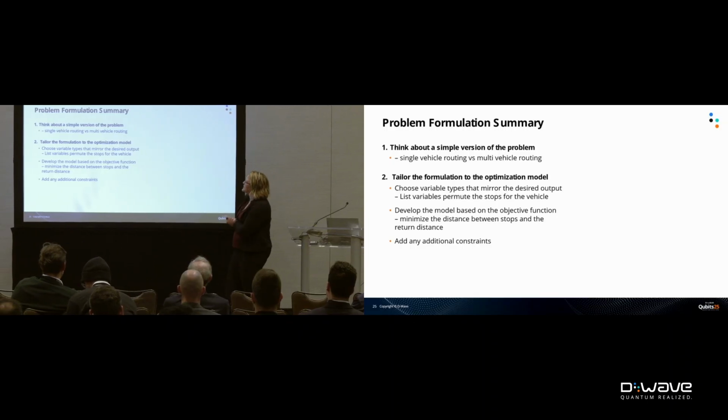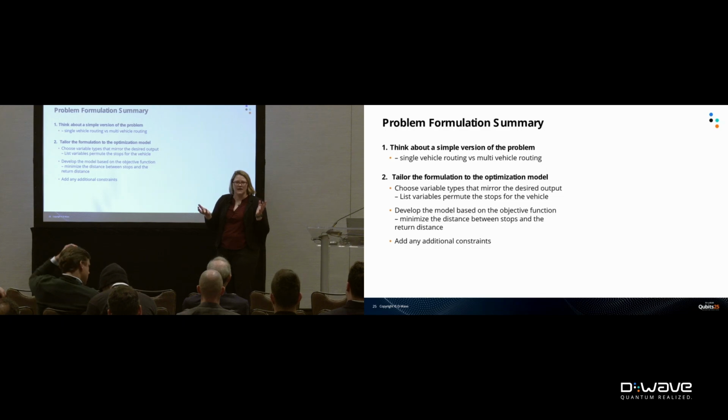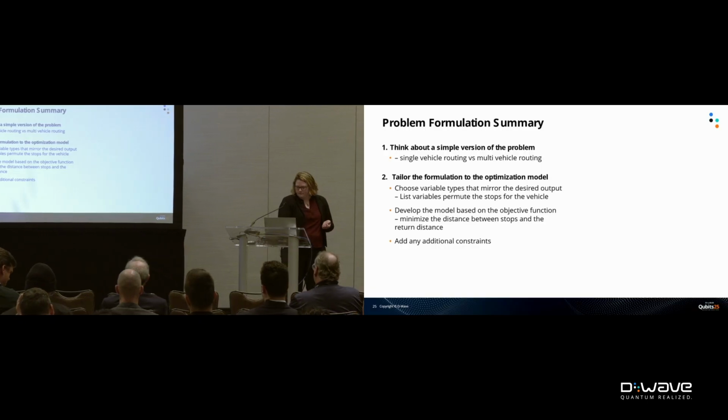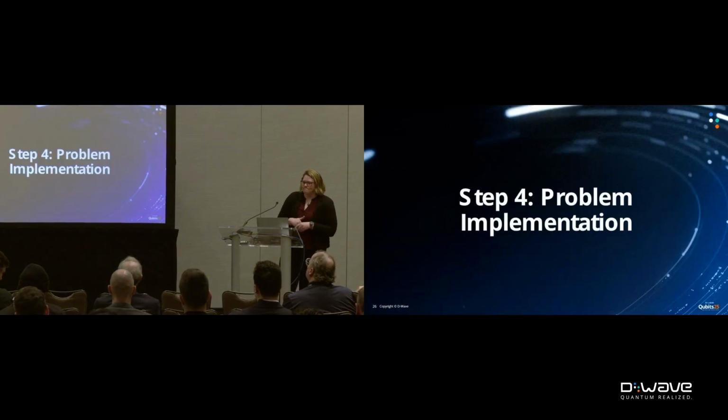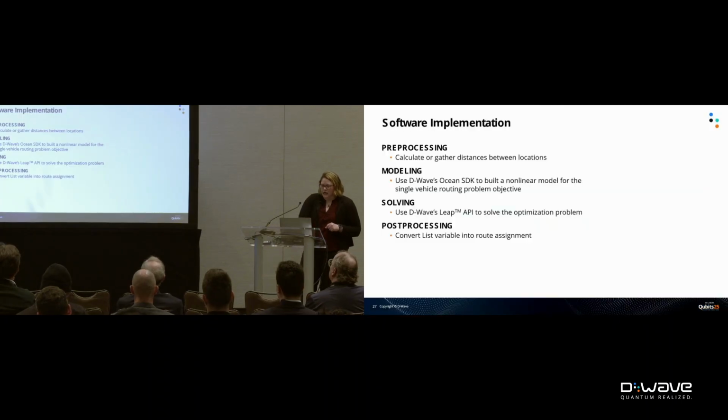What did we do? We looked at a simple version of the problem. We said instead of looking at multi-vehicle routing, I'm going to look at single vehicle routing. We tailored the formulation to the optimization model by choosing variable types, developing the model based off of the objective function, and then added additional constraints. Okay, the next step is going to be problem formulation. So here, we're going to include some pre-processing. We're going to look at what this looks like in D-Wave's SDK, and then we're going to use an API call to solve it, and we'll look at post-processing.